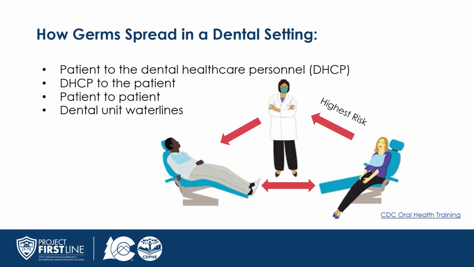For example, if the dental healthcare personnel did not clean their hands properly, also. Another example of how we can see germs spread in a dental setting is from inadequate disinfection of dental equipment, and this can lead to the transmission of germs from one patient to another. And lastly, an important reservoir for germs in a dental setting is the water lines of the dental unit. Improperly maintained lines can spread germs to both the patient and the dental healthcare personnel.